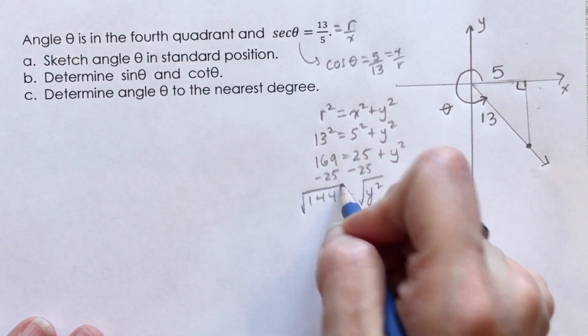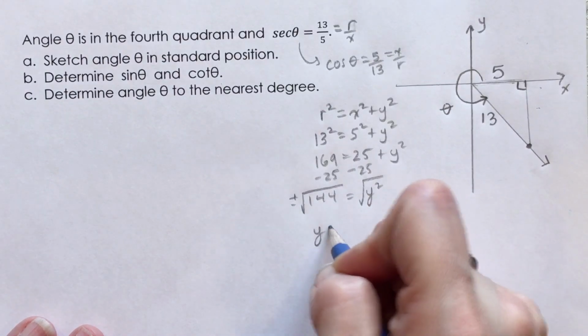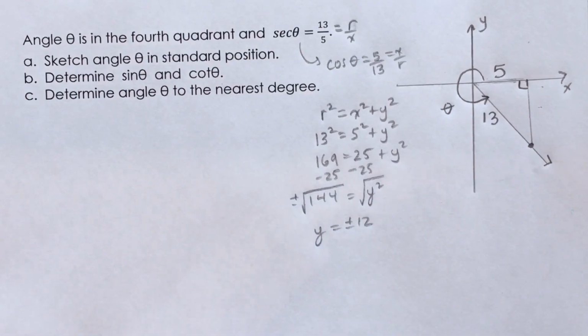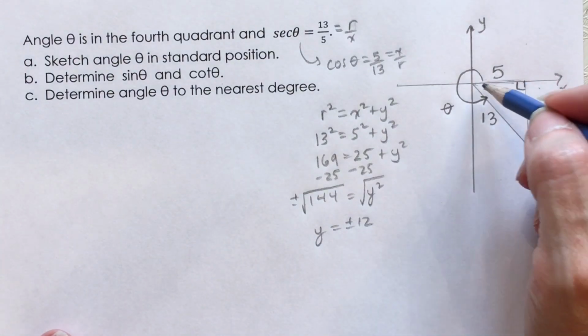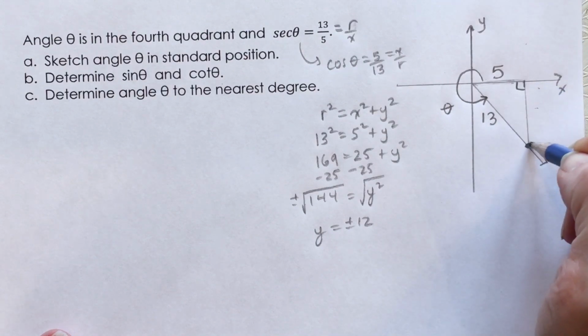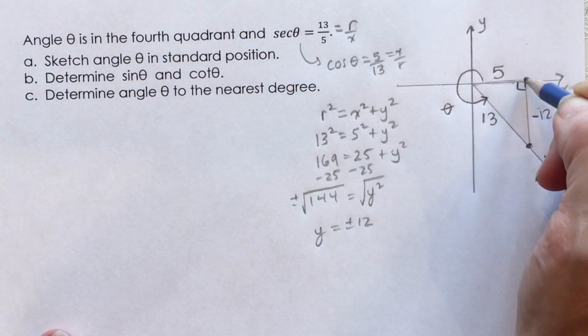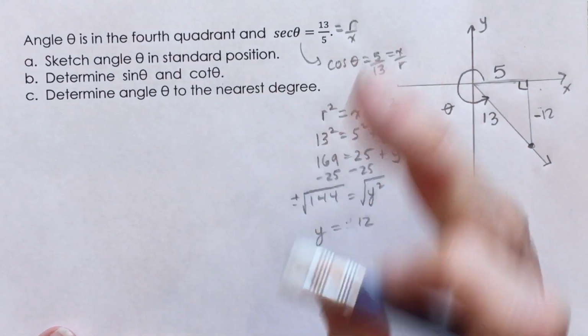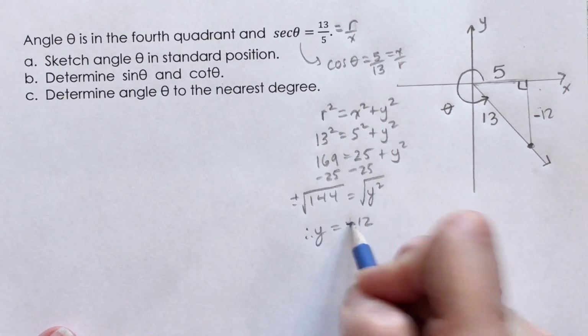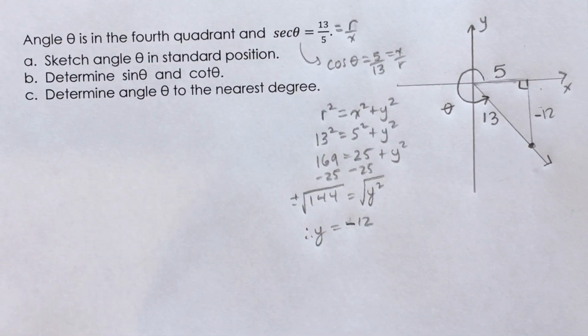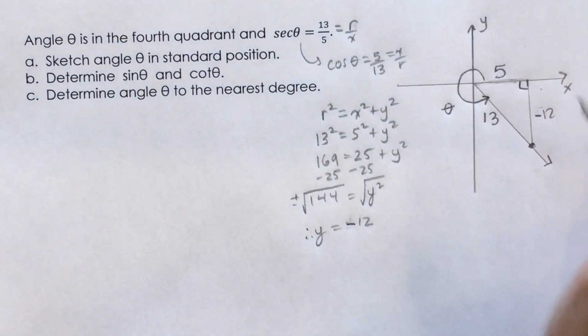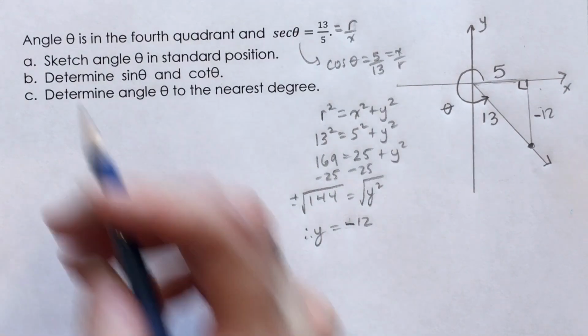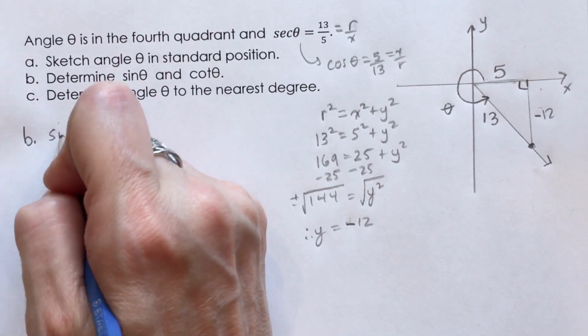But x and y can either be positive or negative. So y can either be positive or negative 12, and it will depend on the diagram which quadrant they say we're in. So if we're in the fourth quadrant, it makes sense that we would be plotting the point 5, negative 12, not 5, positive 12, which would be in the first quadrant. Okay, so we now can say that the y value is negative 12. That's the one that makes sense. So part A, sketch angle theta in standard position. We did that, labeled all 3 sides, labeled theta. B, determine sine theta.